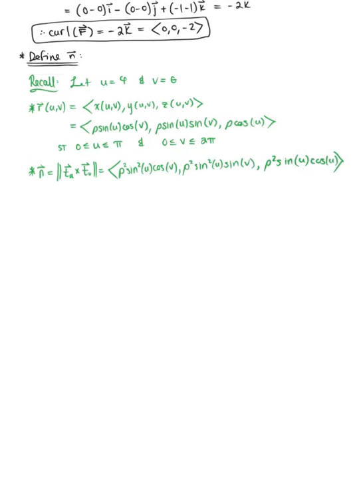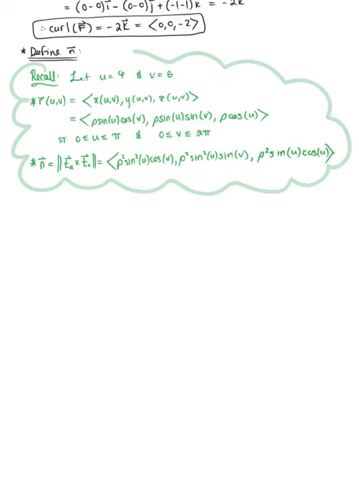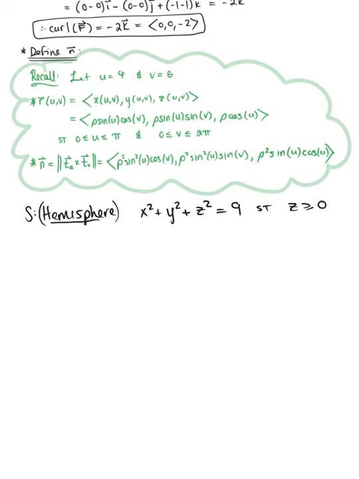Okay, so this is the general 2-parameter description for a sphere. Now we just want to be careful here. We are working with a hemisphere. So S is the hemisphere defined as x squared plus y squared plus z squared is equal to 9, such that z is greater than or equal to 0.